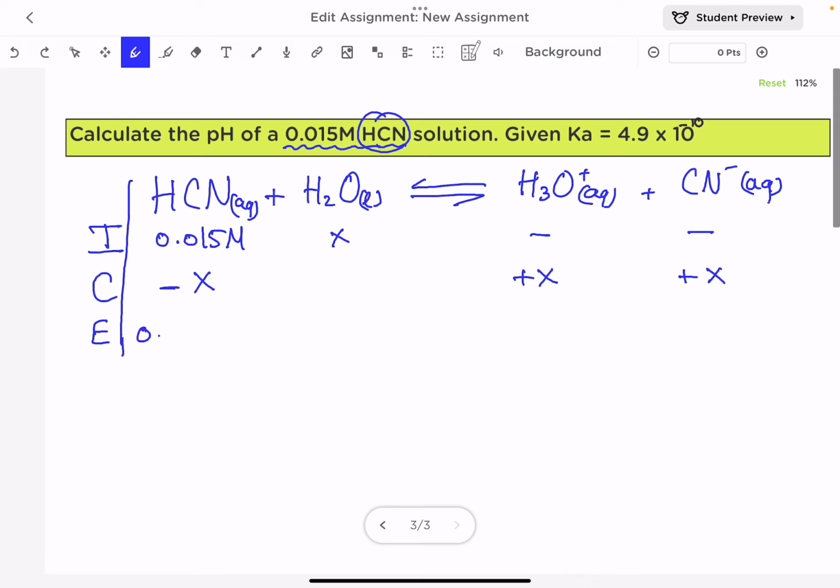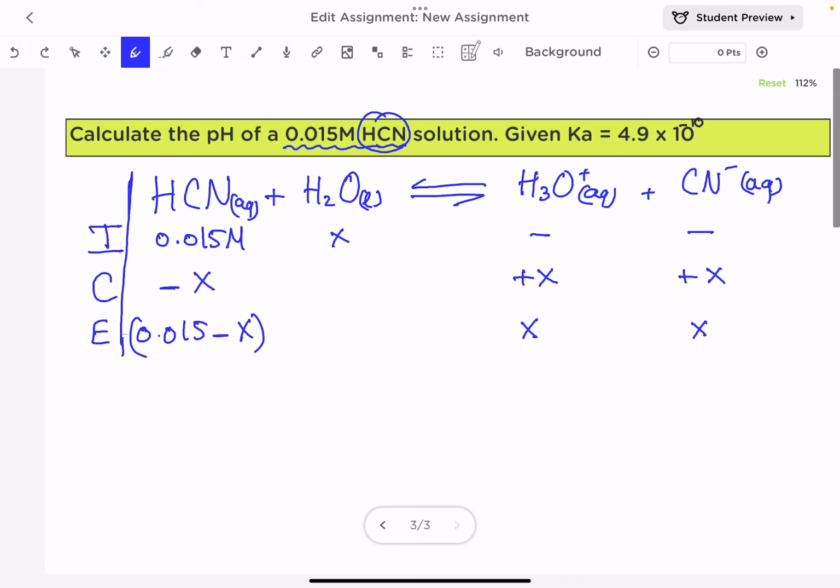So at equilibrium, the remaining concentration of HCN is the initial concentration minus, you subtract from it the ionized quantity, and for H3O+, it is the quantity ionized. So this is called the ICE table.